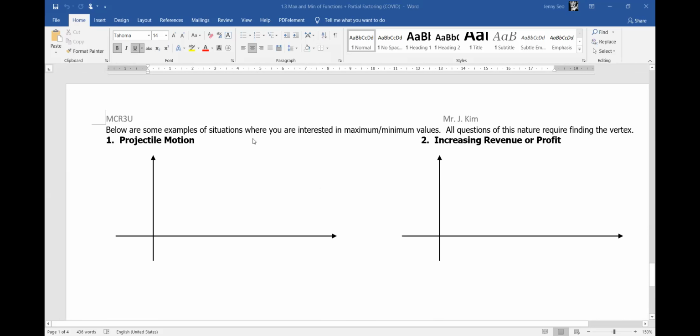I'm just going to draw some pictures to show you where max and min and finding the vertex essentially comes in handy. I'm sure you've seen in grade 10 before, like projectile motion. Like for example, let's say there's a person that's standing on a castle, and then they have like a bow and arrow, and then they're fighting a dragon. Okay.